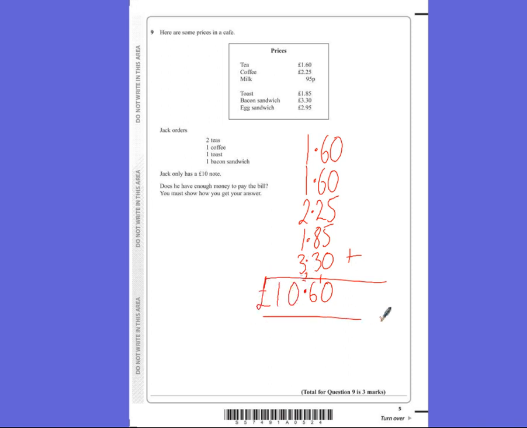So we now need to write that no, he doesn't have enough money. No, he does not have enough. It's really important you don't think that that's just obvious. You've got to actually write down that he doesn't have enough.